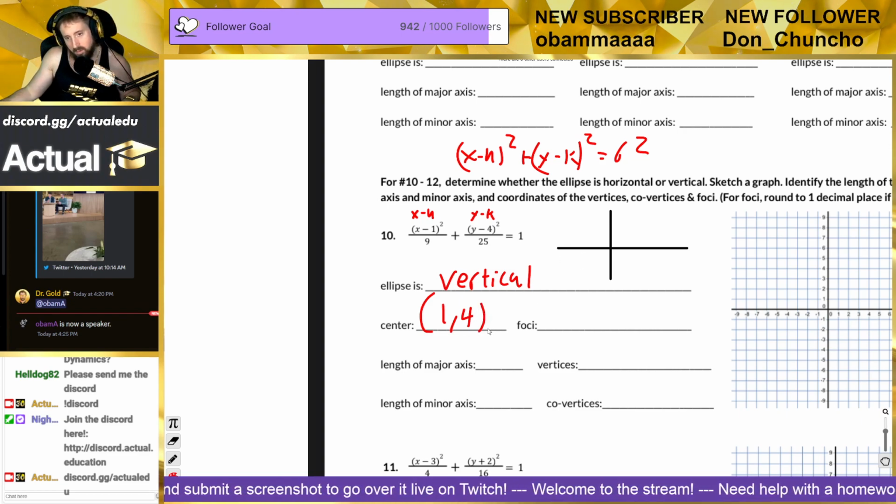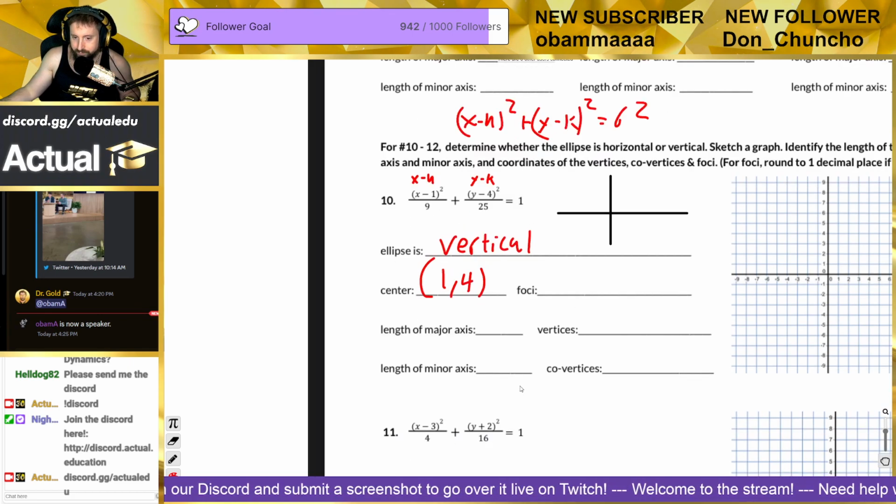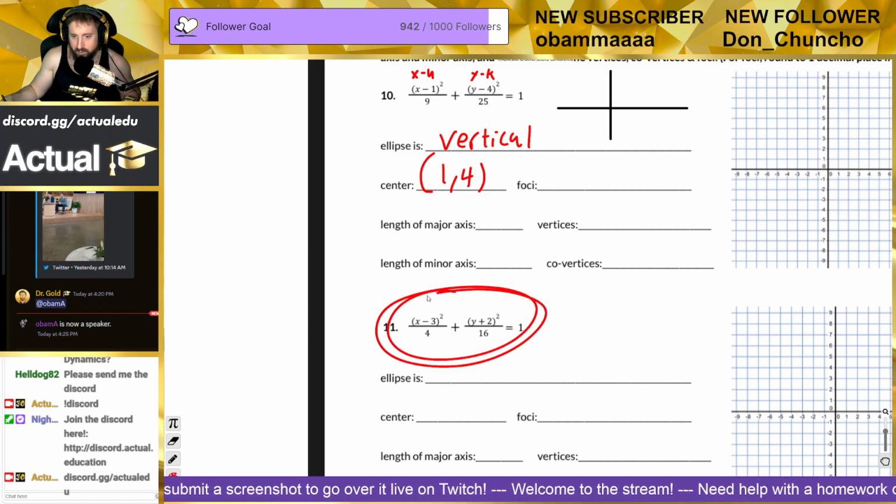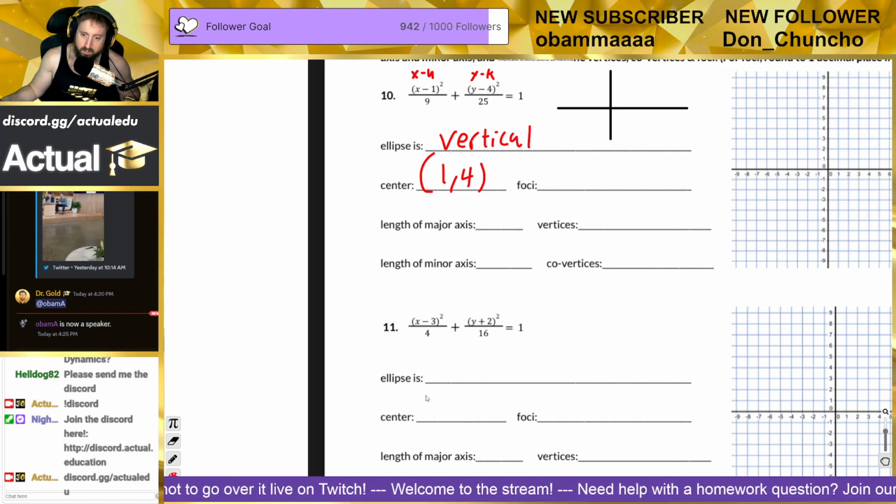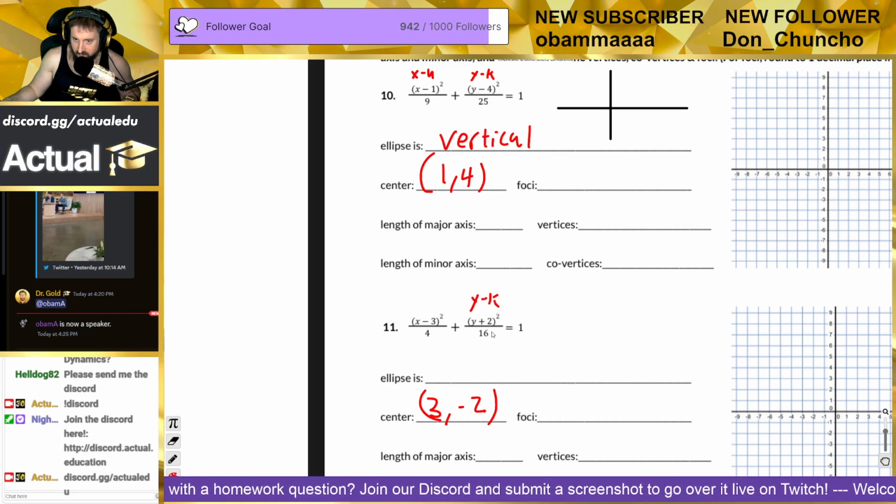Wait, but is it because you have to do the equation on top, like plus 1? Not plus 1, so it's x minus h, where h is the x coordinate of the center. Here I have x minus 1. What does that mean h was? 1. And here, y minus 4, y minus k. What does it mean k is? 4. Okay, what about this one down here? Tell me the center of this one. 3 and 2? 3 and negative 2. You gotta be careful here. Because this is plus 2, this is the opposite, because it's y minus k. All right, cool.